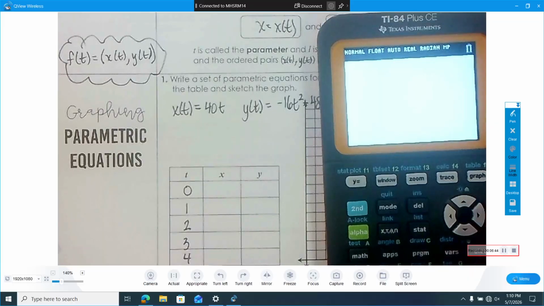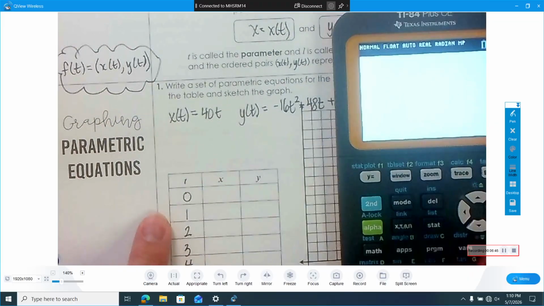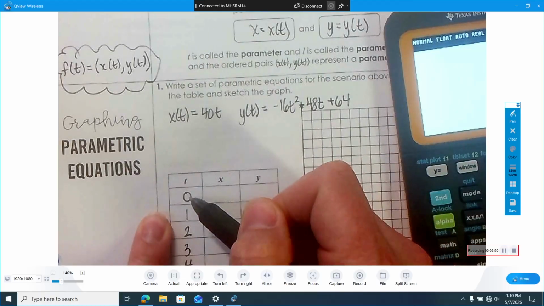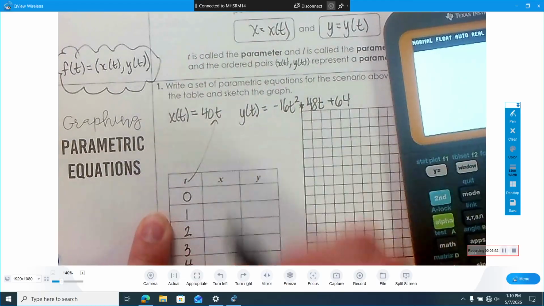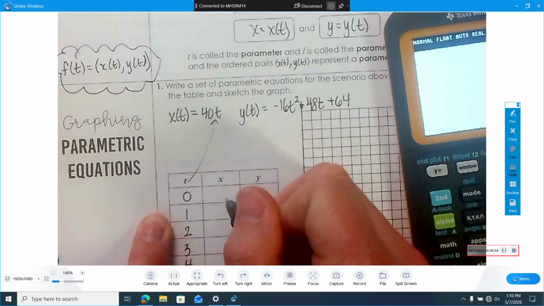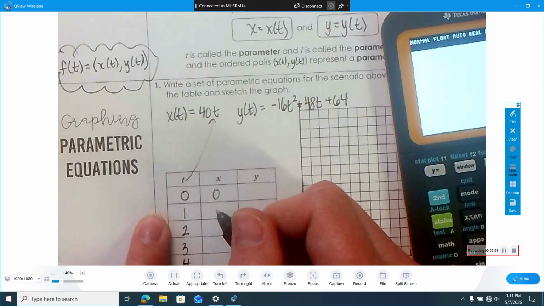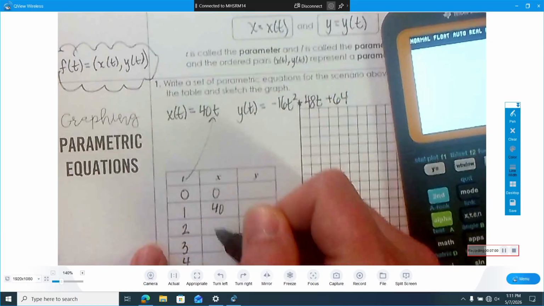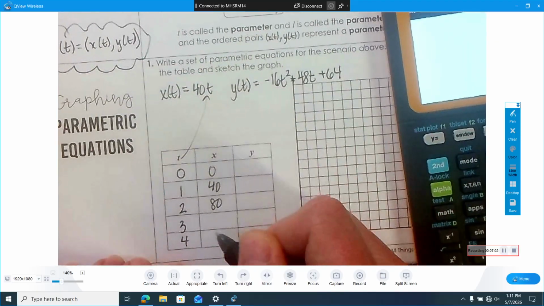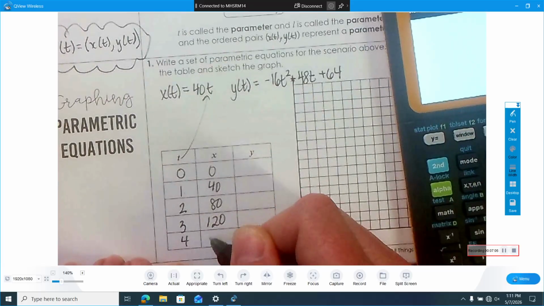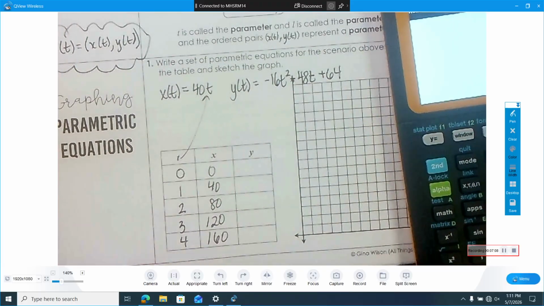So in your calculator, we can do the x's really easily, but we'll do it with the y coordinates. I'm going to take 0, and I'm going to plug in that t value. What is 40 times 0? And what is plugging in a 1? 40 times 1? 40. And 40 times 2? 80. And 40 times 3? 120. And 40 times 4? 160. So that was an easy one.